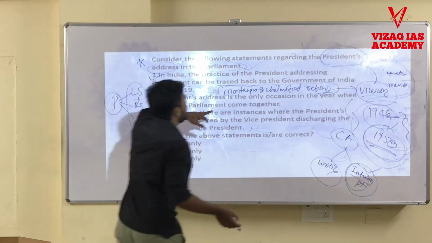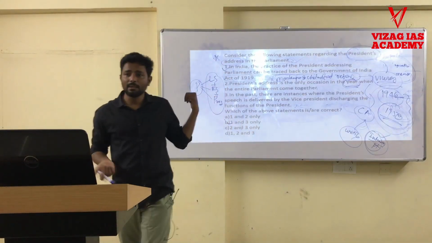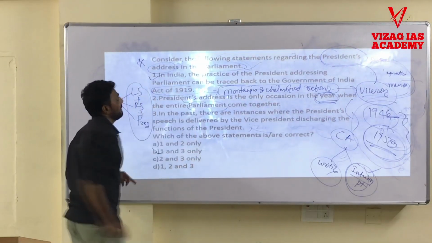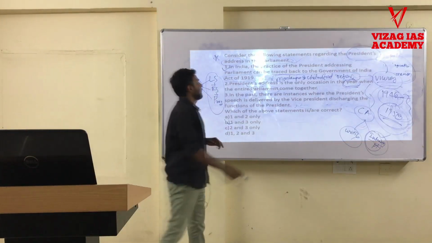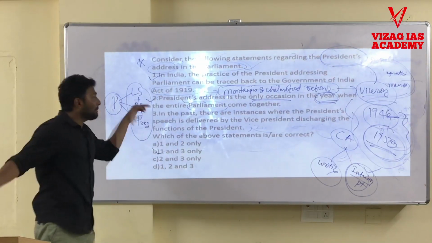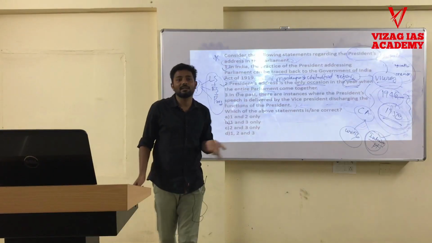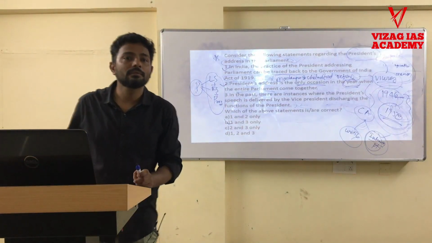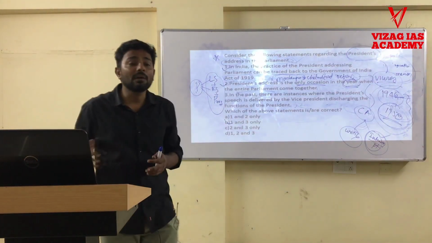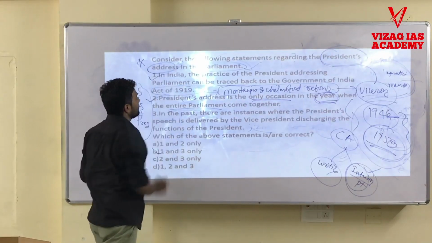So what comes every year? The president's address only happens once in a year. The entire parliament comes together. Since he is also part of parliament, he addresses the parliament only once in a year. See the word: the entire parliament means that it includes the president also. The statement is that the president's address is the only occasion where the entire parliament comes together.